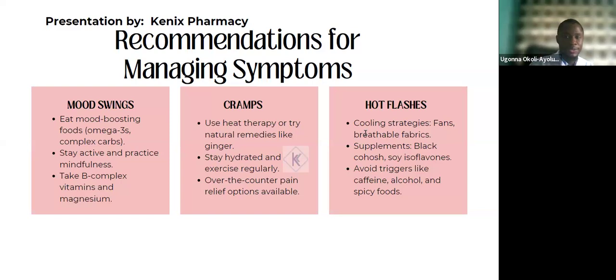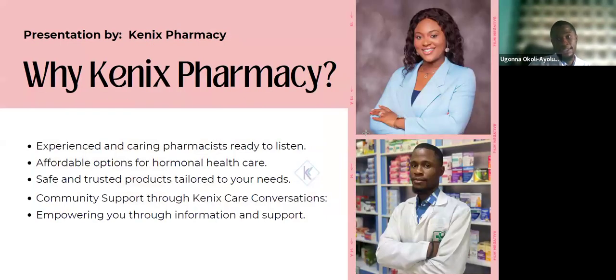Then for the supplement, they can use black cohosh and soy isoflavonoid. Then like Well Woman that is contained in the Well Woman as I listed before, as I said and emphasized before. They should also avoid triggers like caffeine, alcohol, spicy food. So for our women, our ladies, our mothers that like spicy food, a lot of pepper, a lot of spice, it's not really adequate for them. It's not good for them experiencing this hot flash. So why Kenix Pharmacy? Why should you come to Kenix Pharmacy when you're having hormonal irregularities? There are a lot of reasons.